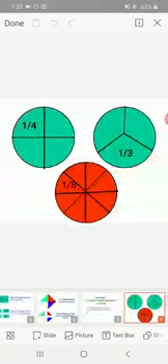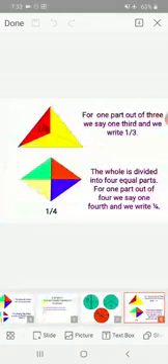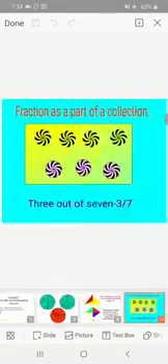Now see these fractions. Here one whole circle is divided into 4 parts, that means 1/4. Here another circle is divided into 3 parts, that means 1/3. And third, this red circle is divided into 8 parts, and if we take one part, that is called 1/8. For one part of 3 we say 1/3. And if the whole is divided into 4 equal parts, one part out of 4 we say 1/4.